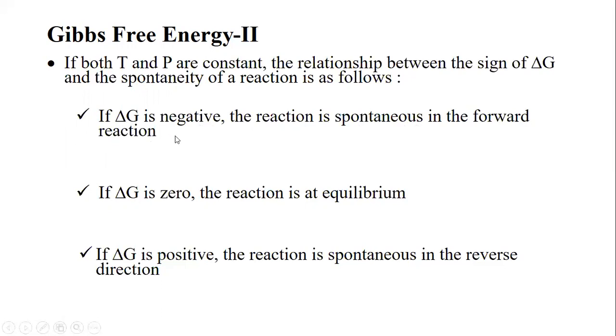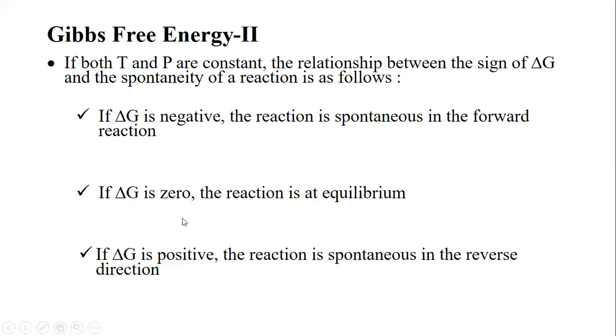That means it will go to the right as you have written it. If you write a certain reaction and you calculate delta G for that reaction in the shape it's written, then we say if that delta G is negative, it's spontaneous in the forward reaction. So it will go from left to right as you have written it.